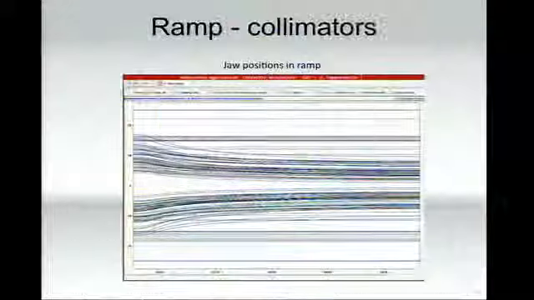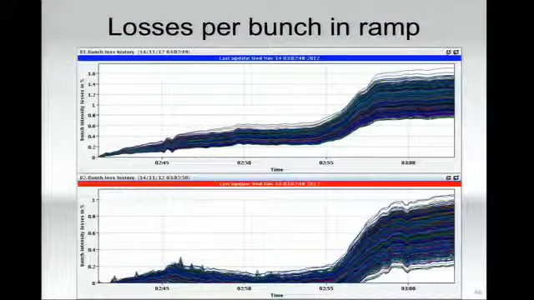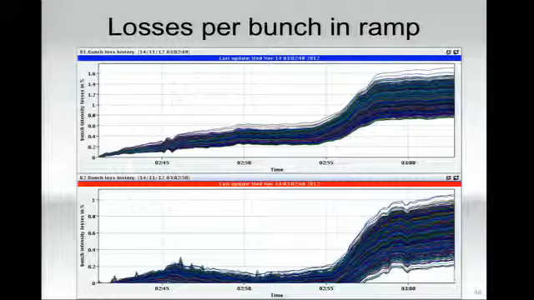Collimators, an interesting plot. This is the jaw position in the ramps, and all these jaws are moving in as we go up the ramp. The result of that is the losses for beam 1 and beam 2. Each one of these lines is a bunch, and this is the percentage loss integrated from time 0. You can see going up the ramp nice and smooth, and when the collimators start to come in at the end of the ramp, the loss rate goes up. But we're looking at 1.5% here, and 1% for beam 2 in this case. So very healthy. We can actually do it on a good day.